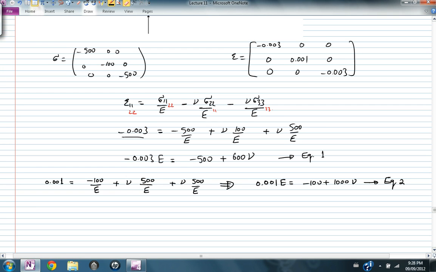Solve, and you will find that the value of Poisson's ratio is equal to 0.222 and the value of Young's modulus is equal to 122.22 MPa. And the purpose of this problem is you take a specimen, you take it to the lab, you put known stress, you calculate the strain, and from this you calculate your Young's modulus and your Poisson's ratio of that specimen.